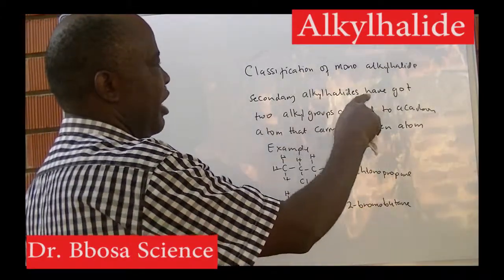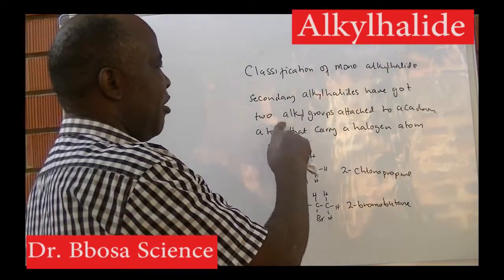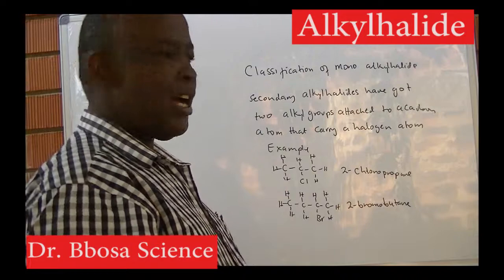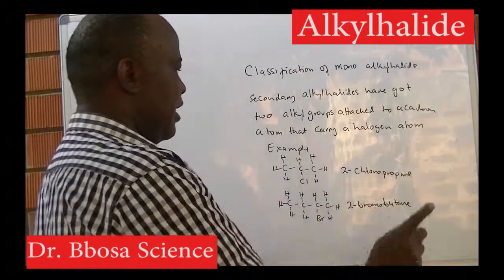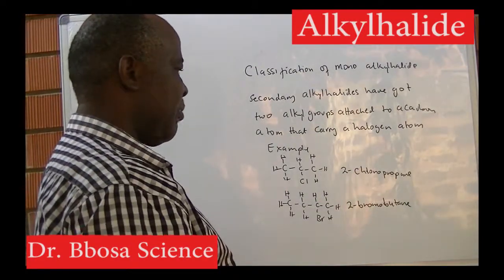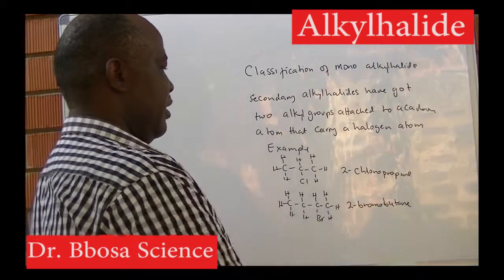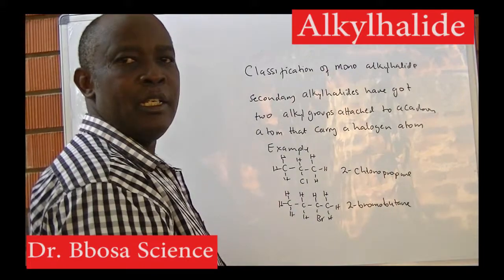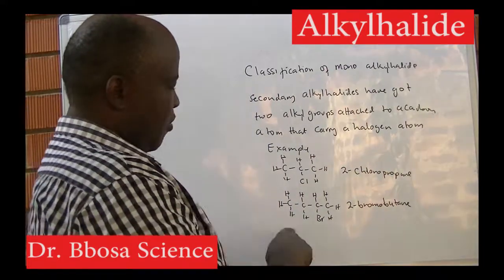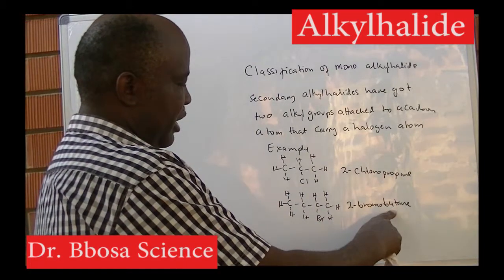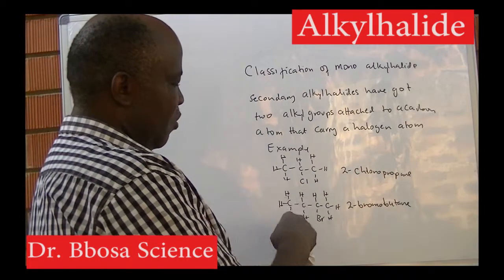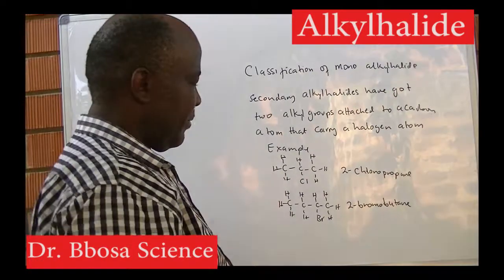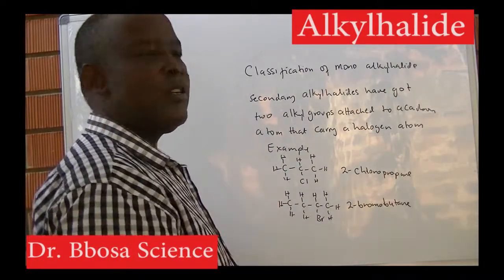Secondary alkyl halides have two alkyl groups attached to a carbon atom that carries a halogen atom. For example, you have 2-chloropropane, where two methyl groups are attached to a carbon atom that carries a chlorine atom. We also have 2-bromobutane, where an ethyl group and a methyl group are attached to a carbon atom that carries a bromine atom.